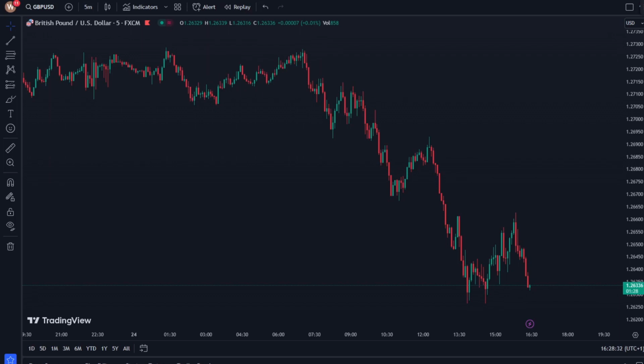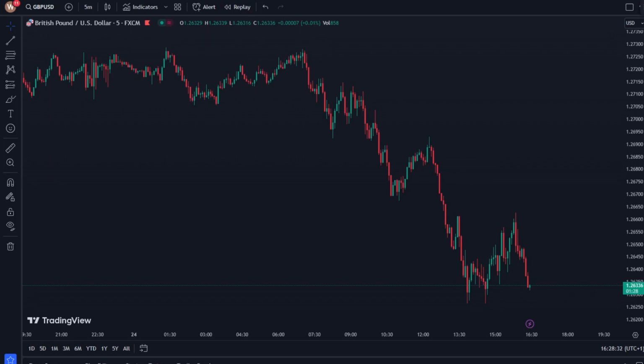Today, we'll present a very simple and effective strategy that you can use to achieve good results. This strategy can be applied for both scalping, for quick profits, and on longer time frames. Let's start by familiarizing ourselves with the trading tools.